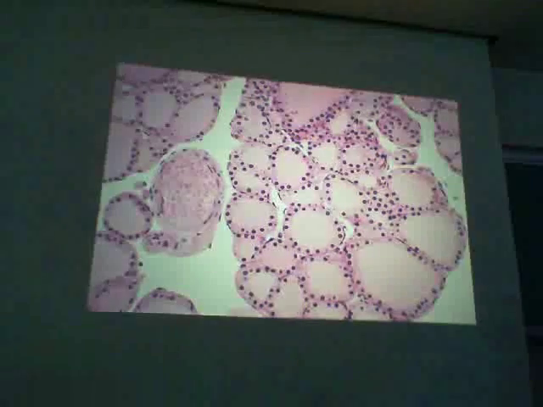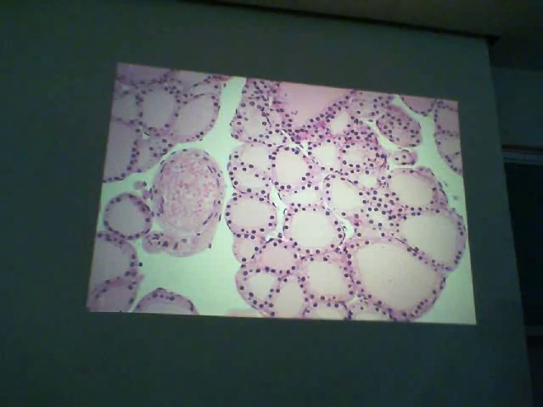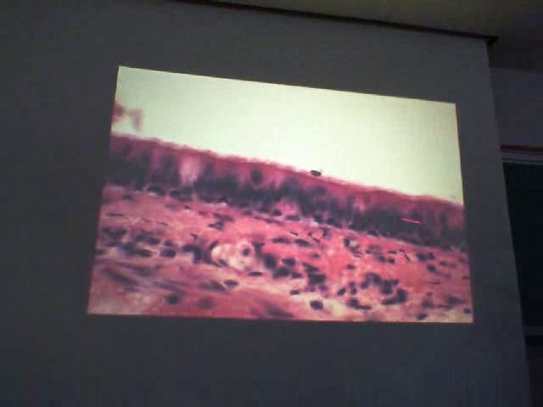And how about this tissue right here? Simple squamous epithelium. If you said just simple squamous, that would be wrong. And how about this tissue right here? Simple cuboidal epithelium. And this tissue.